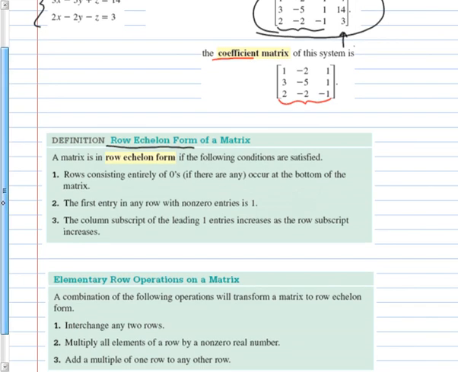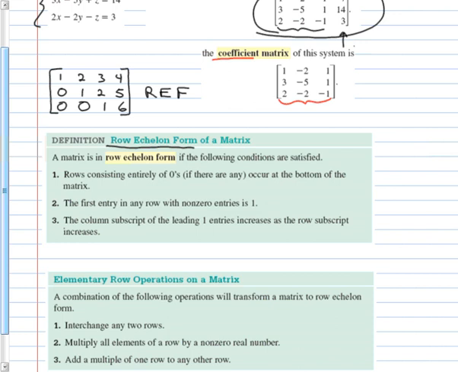Row echelon form, let me make a matrix here. I have 1x, 2y, 3z equals the number 4. 0 x's, 1y, 2z equals the number 5. I'm just making up the numbers. 0 x's, 0 y's, 1z equals the number 6. That is called row echelon form. It is the triangular form.